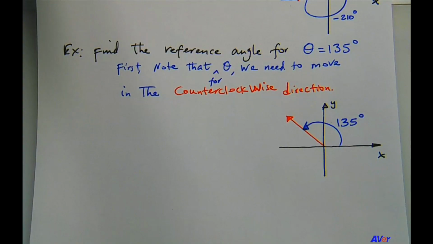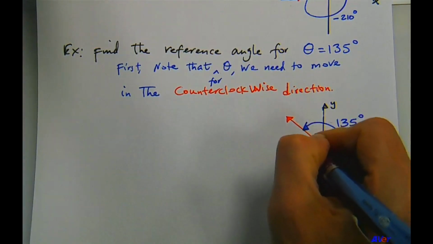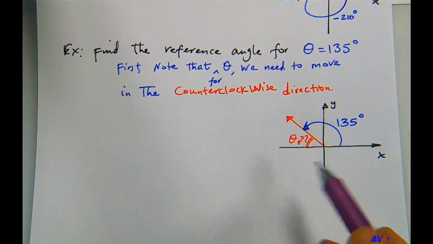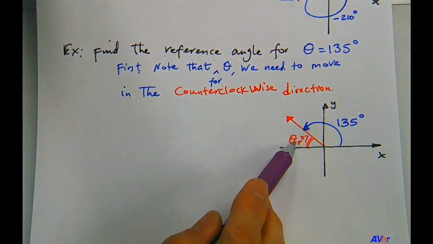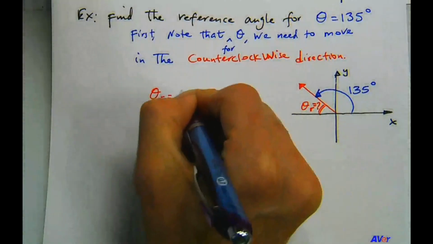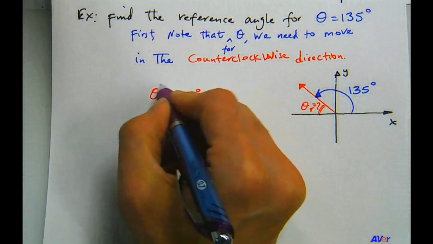Think about it. What would you think is the reference angle? So the reference angle is in this location. And we know that because this is 45, then this has to be 45, right? So the reference angle in this case is 45 degrees.